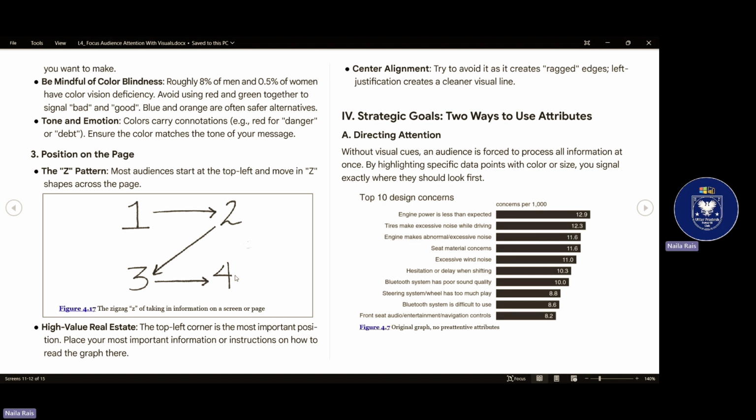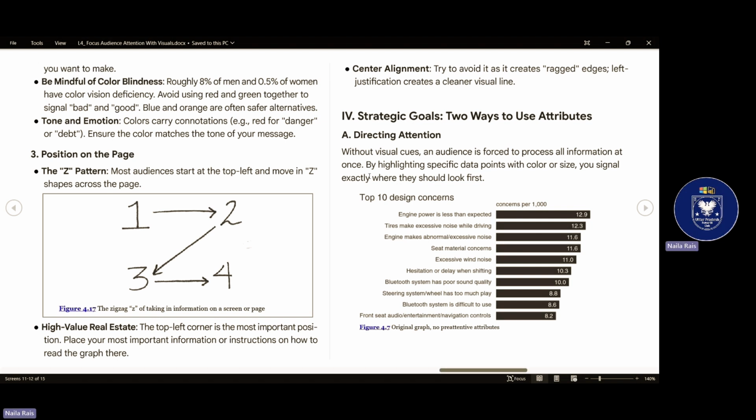High value real estate. The top left corner is the most important position. Place your most important information, or instructions on how to read the graph, here. Center alignment: try to avoid it as it creates ragged edges. Left justification creates a cleaner visual line.